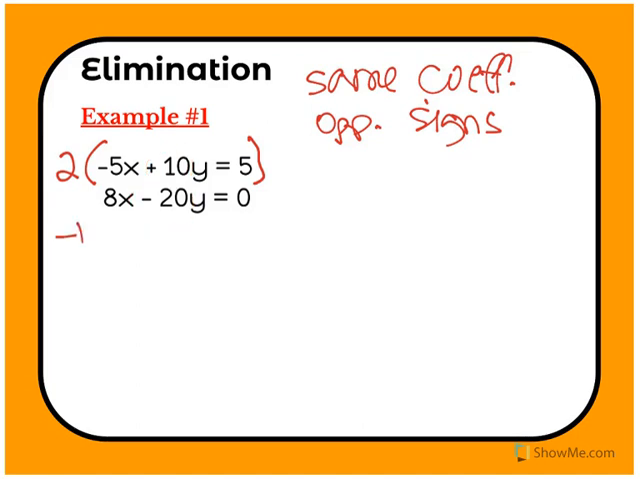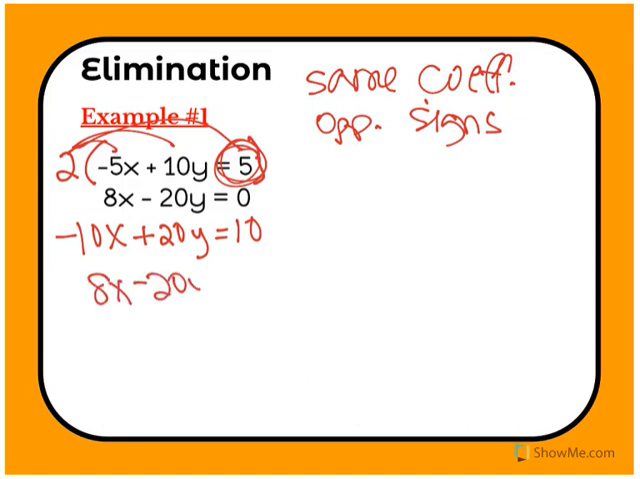So that gives us negative 10x plus 20y equals 10. Be careful. Make sure you distribute that 2 to everything. I forget too often to multiply by that coefficient, so don't forget that part. Everything gets multiplied. And then we still have our 8x minus 20y equals 0. But now we have that same coefficient and our opposite signs. So we are good to go, and we can add those two equations up, and we'll eliminate those y's.